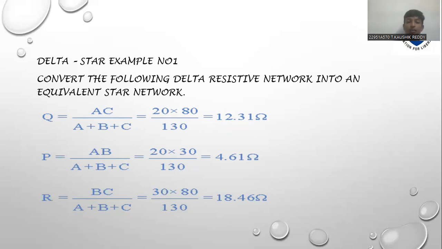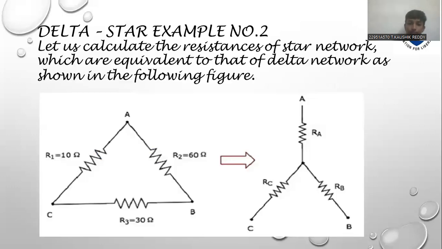Next, R = BC/(A + B + C). We'll get 30 into 8 by 130 is equal to 18.46. So the first question is nothing but the conversion of a delta resistive network into an equivalent star network. We have three formulas. We have to substitute the values and we'll get Q = 12.31 ohms, P = 4.61 ohms and R = 18.46 ohms.